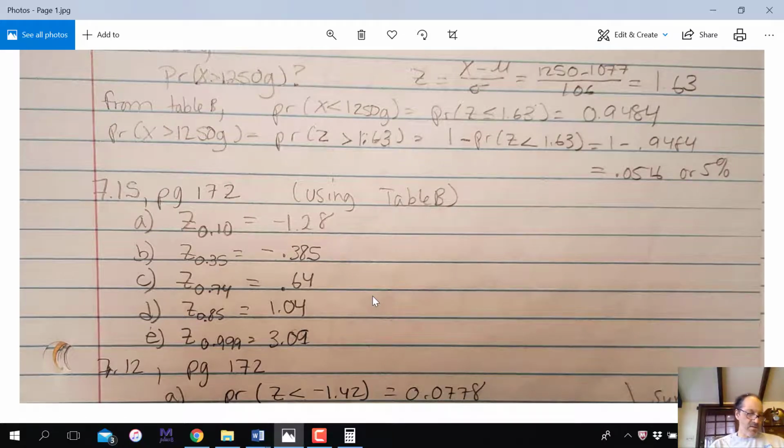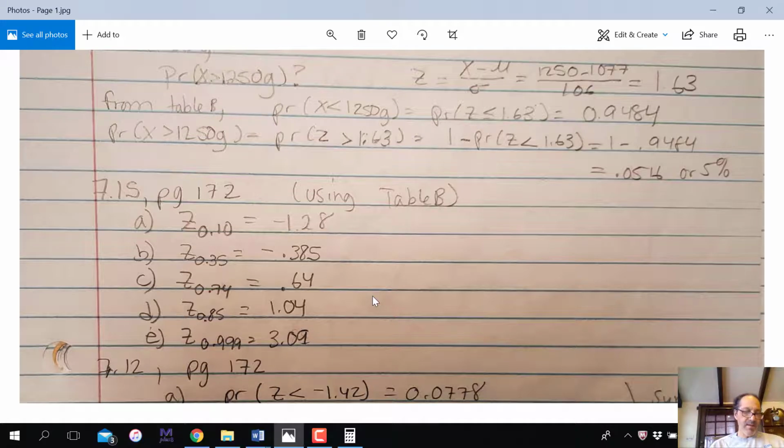0.74, so let's see. I'm on page 543, and I need 0.74. Okay, I'm on the row that says 0.6. 0.74 is somewhere between 0.64 and 0.65. In this case, I chose 0.64.